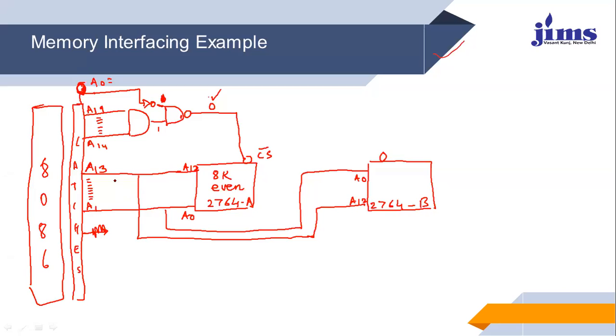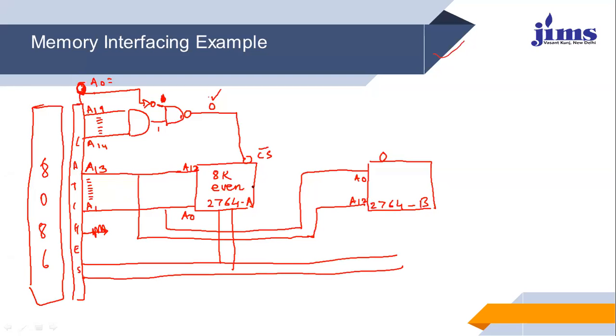The other lines will be called the data buses. Let me call them the data lines. My data lines to this one will be D0 to D7, bidirectional, and the data lines to the next one will be D8 to D15. Any doubt? You can stop me.